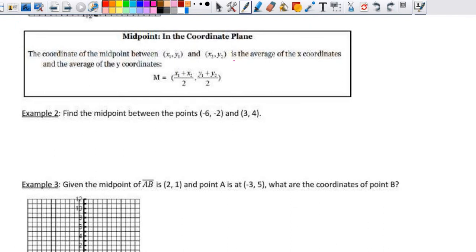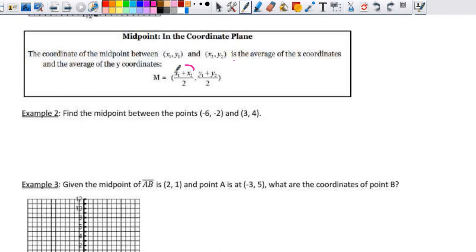Now we have midpoint, the second formula that you will need to know. The coordinate of the midpoint, so this is all still coordinates, between 2 points is the average of the x-coordinates and the average of the y-coordinates. So we add them together and divide by 2.